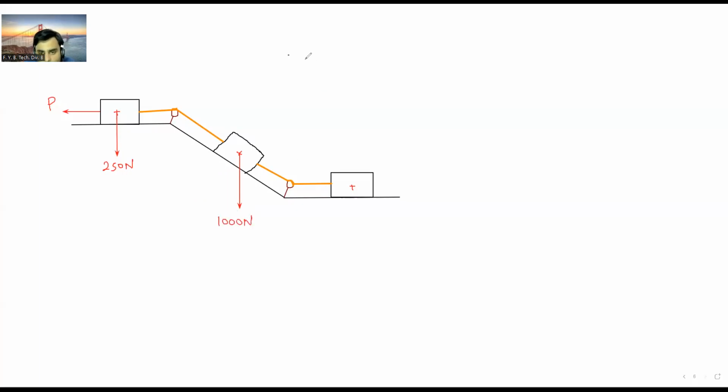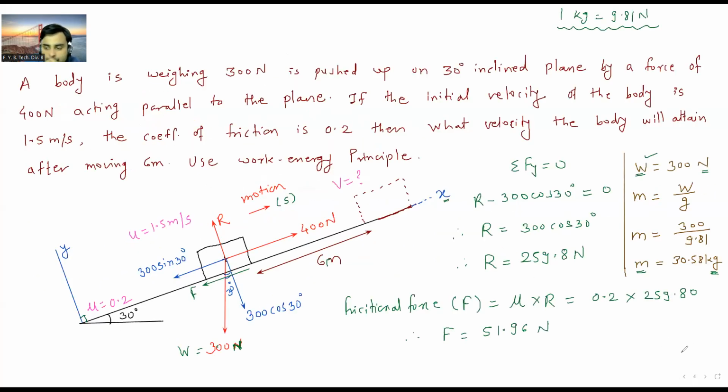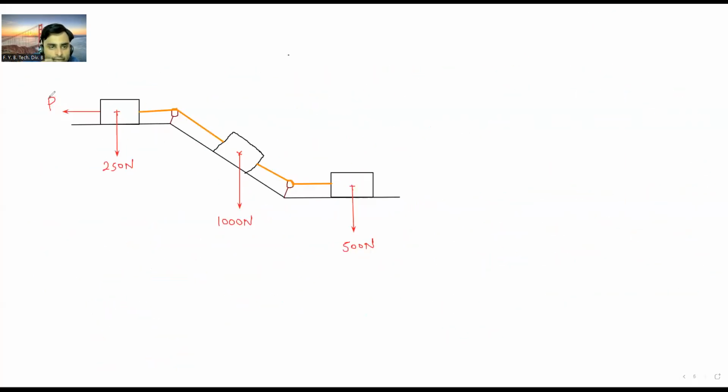And here for the third block it is 500 Newton. In the problem they have told us to determine the constant value of force P for the given system. So this is the force P for the given system. This will try to move up the body.